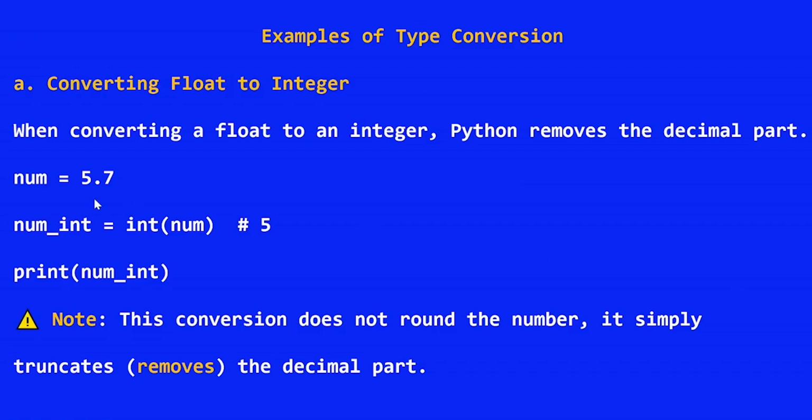So for example, num 5.7, if we convert it into an integer, you get 5. This one will be truncated. Note, this conversion does not round the number. It simply truncates or removes the decimal part. So you need to be careful.